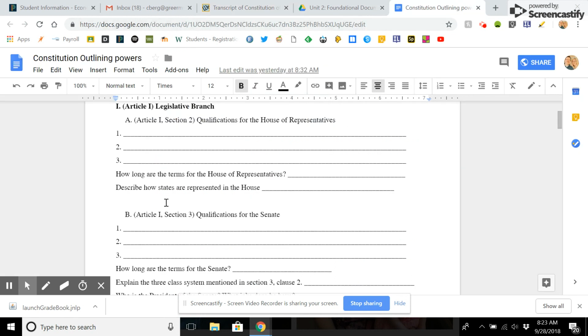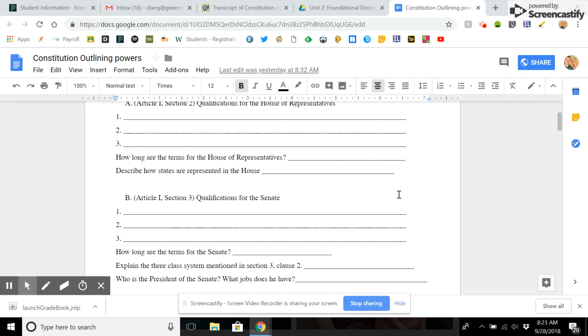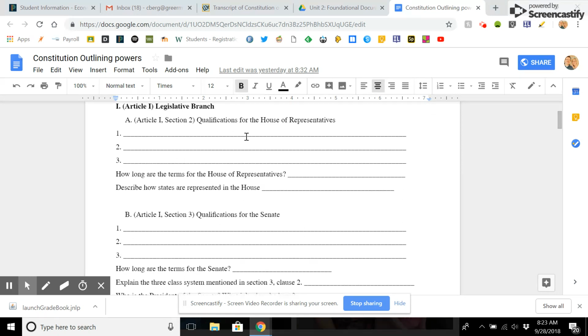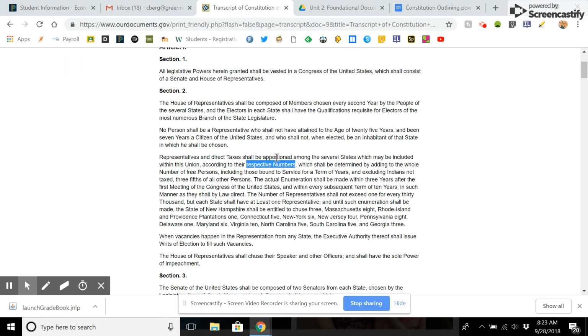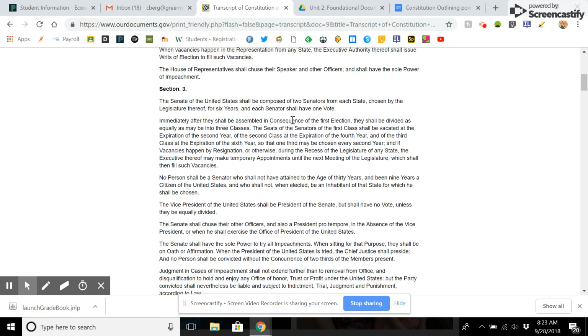All right, so we figured out how states are represented in the House. They are represented according to population. So these are the kinds of answers I'm looking for. And then you're going to skip down to Article 1, Section 3. You're going to move down to Section 3, and you're going to do the same thing again. So I hope this gives you an idea of how I'm asking you to do this. And if you run into trouble, ask me.